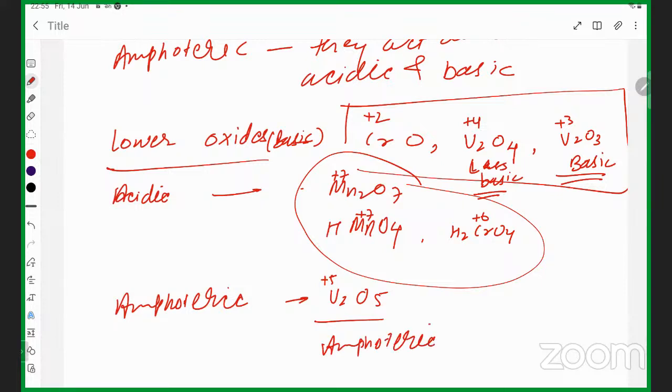So low oxidation state oxides are what? Basic. Oxides in lower oxidation state are basic. Oxides in intermediate oxidation state are amphoteric. Oxides in higher oxidation state are acidic.